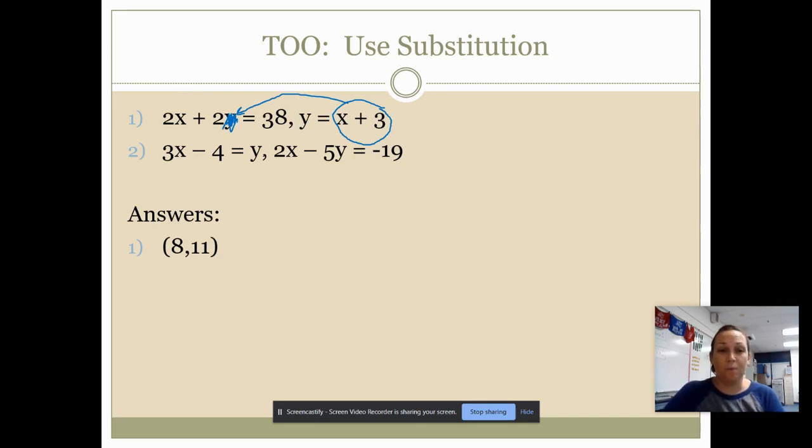In the second problem, the first equation is of the format of y equals a number. I know it's backwards, but the y is by itself. So in the second problem, we can take the 3x minus 4, which is equal to y. We can plug it into the y over here. We can scratch out that y and replace it with the 3x minus 4. Now in this problem, I hope you remembered to distribute the -5. It is a -5 when you're distributing, not a regular 5. And the final answer to this question is 3, 5.